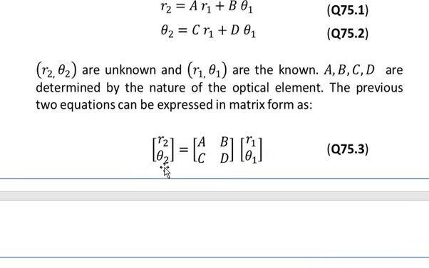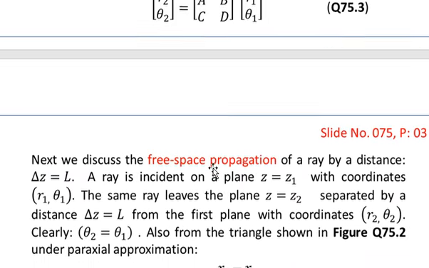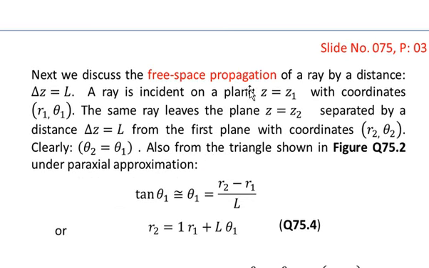So R2 and θ2 is a matrix containing unknowns, and R1 and θ1 is the matrix that contains the known quantities, and A, B, C, D will determine the characteristics of the optical system. However, in this case our optical system is general, so we have not evaluated the values of A, B, C, and D. Next we discuss the free space propagation of a ray by a distance delta Z equal to capital L.